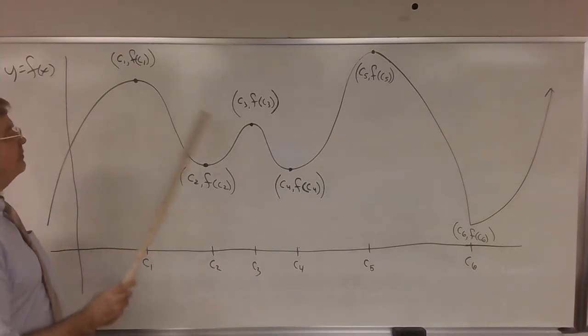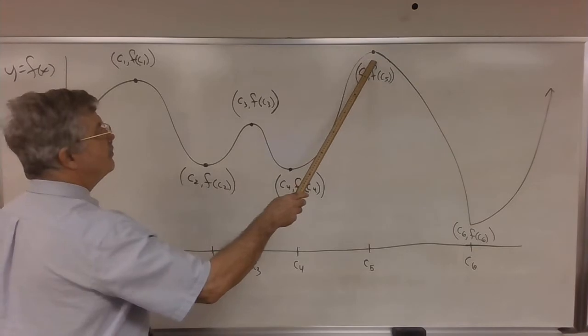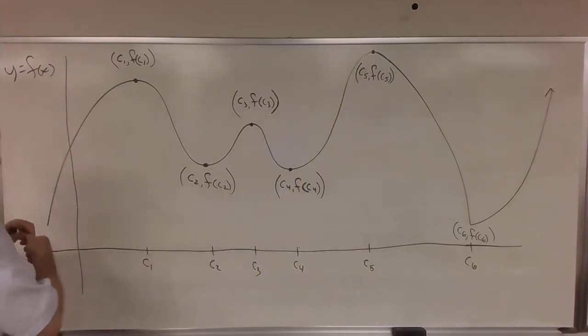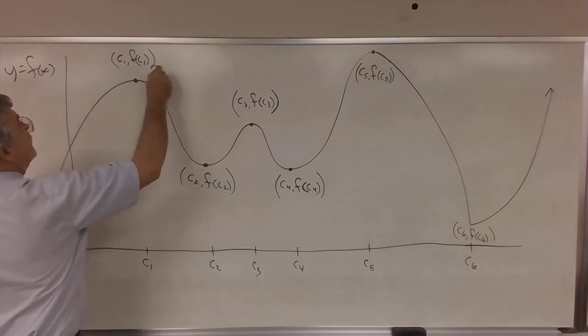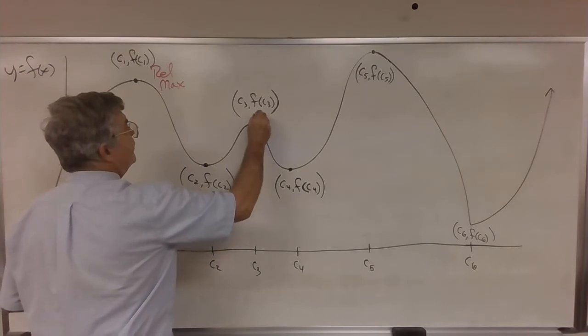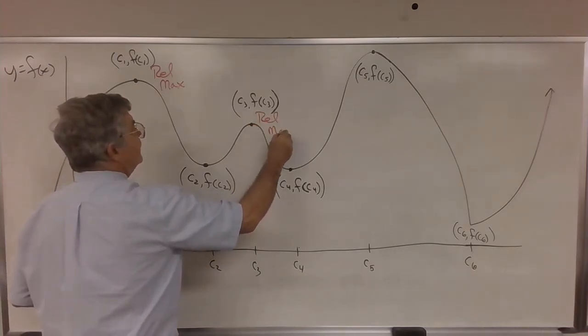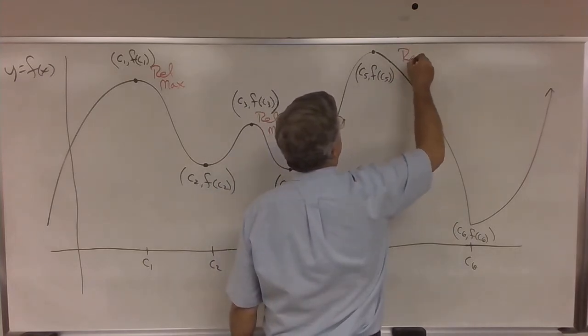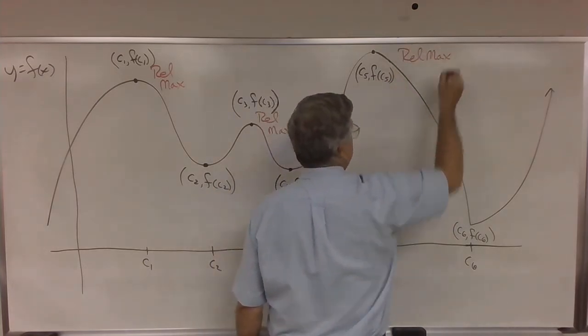So relative maximum, relative maximum, relative maximum. And we'll label these. Relative max, absolutely. Relative max, absolutely. Relative max, definitely.